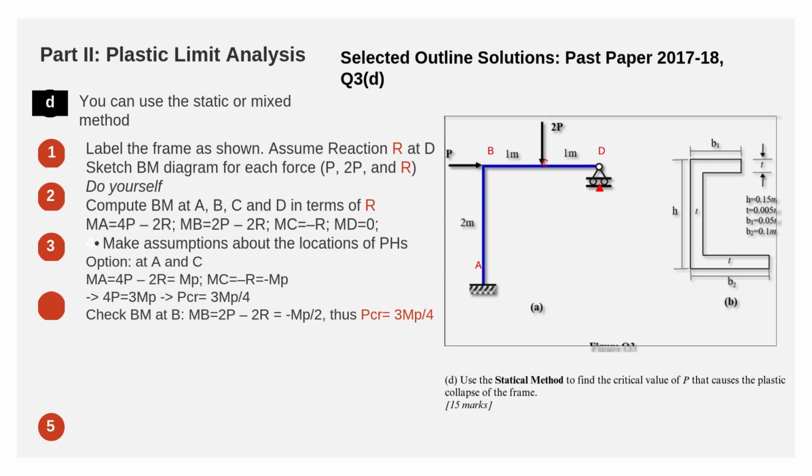D. Use the static or mixed method to find the critical value of P that causes the plastic collapse of the frame. 15 marks.